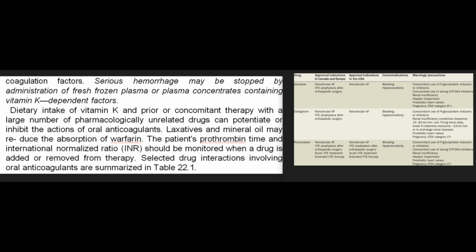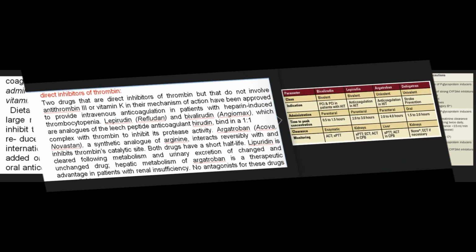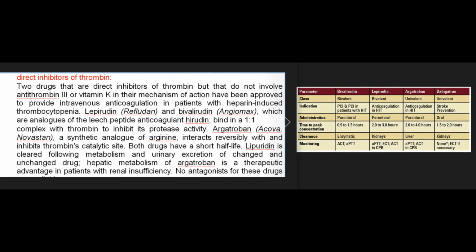Direct inhibitors of thrombin. Two drugs that are direct inhibitors of thrombin but that do not involve antithrombin III or vitamin K in their mechanism of action have been approved to provide intravenous anticoagulation in patients with heparin-induced thrombocytopenia. Lepirudin, Refludan, and bivalirudin, Angiomax, which are analogues of the leech peptide anticoagulant hirudin, bind in a 1:1 complex with thrombin to inhibit its protease activity.